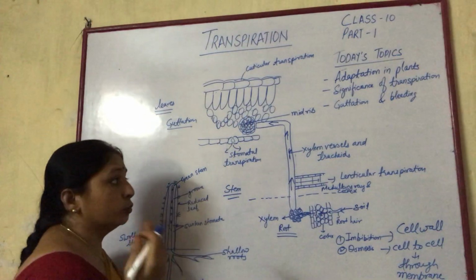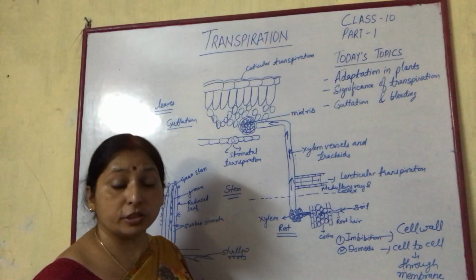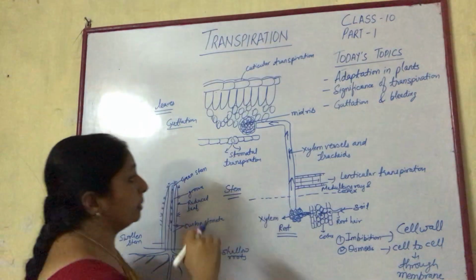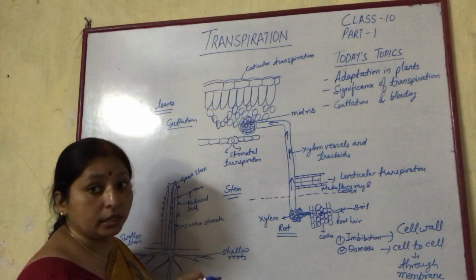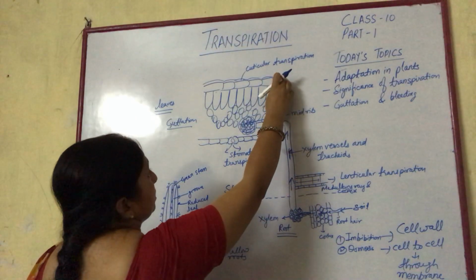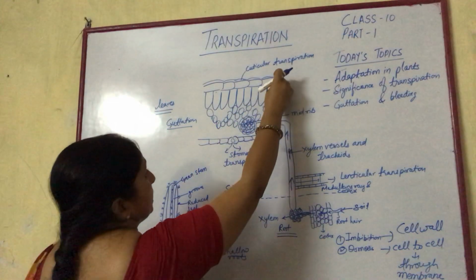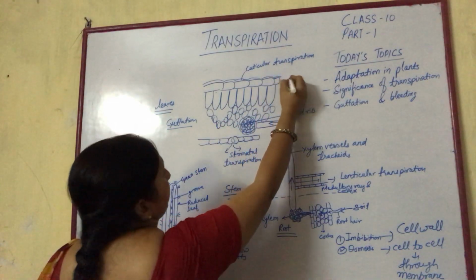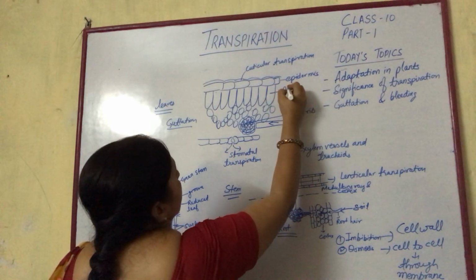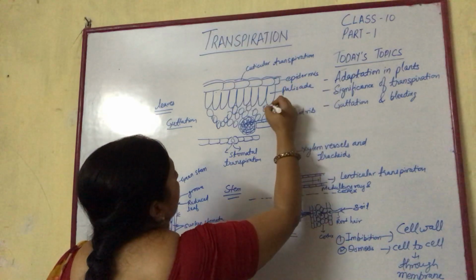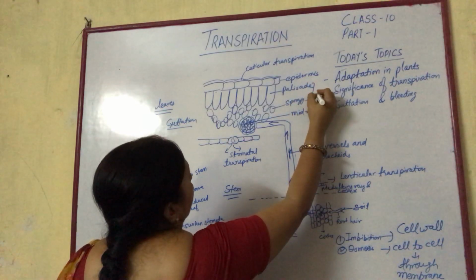In the leaf, the evaporation of water is by stomatal transpiration, cuticular transpiration, and guttation. Let's first discuss the structure which we have studied in the earlier class also. That is the cuticular transpiration through the thin layer of cuticle, a waxy coating secreted by the epidermis. This is the epidermal layer, the epidermis. Then this is palisade parenchyma. This is spongy parenchyma.